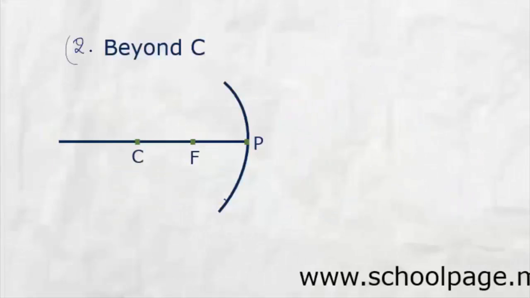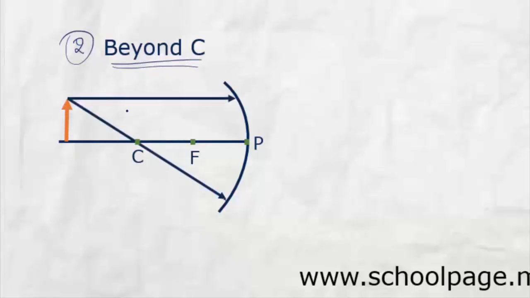In the second case, let us understand when the object is placed beyond the center of curvature. So this is the object and these are incident rays. Just recall the rules which we had studied for obtaining images formed by a concave mirror. Whenever a ray of light is parallel to the principal axis, it will pass through the focus. And whenever a ray of light passes through the center of curvature, the reflected ray will retrace its path. So these are the reflected rays.